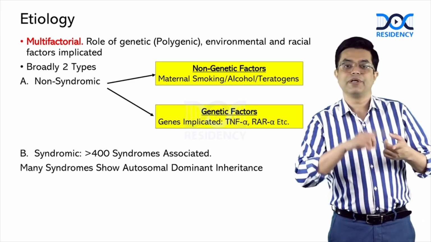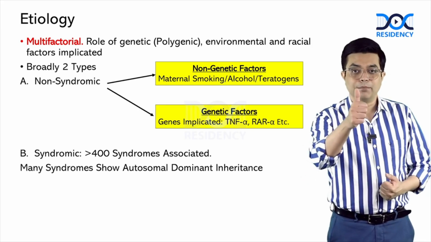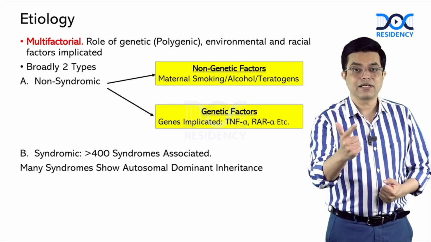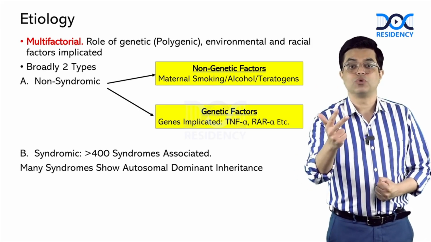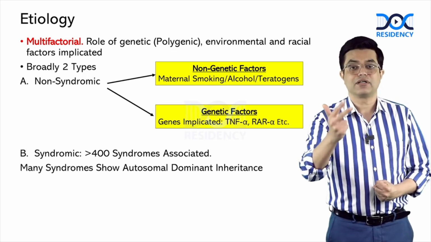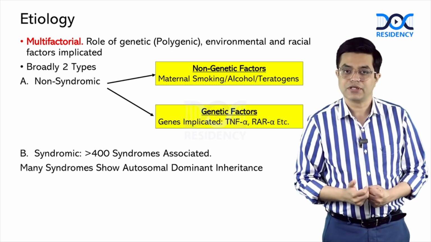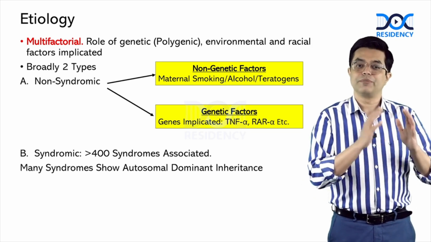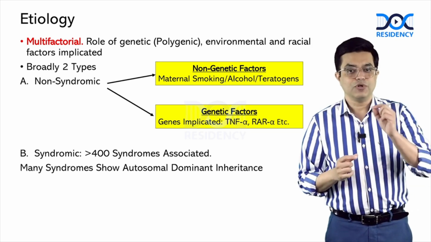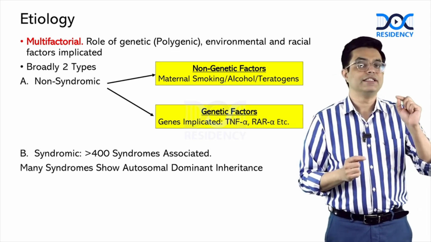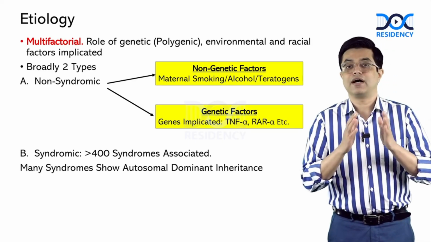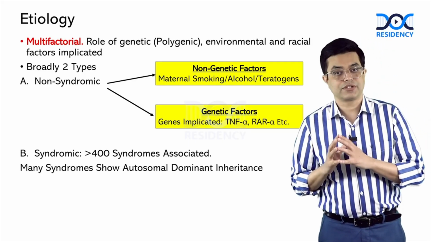So, non-syndromic, non-genetic causes will include maternal smoking, maternal alcohol, and maternal exposure to teratogens, including drugs like isotretinoin and anti-epileptic agents. On the other hand, non-syndromic genetic causes will include mutations or abnormalities in TGF alpha as well as RAR alpha gene mutations.